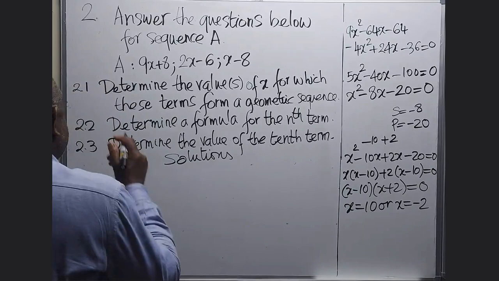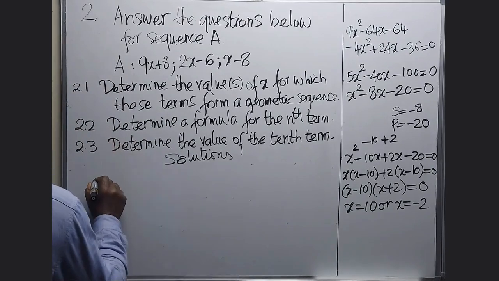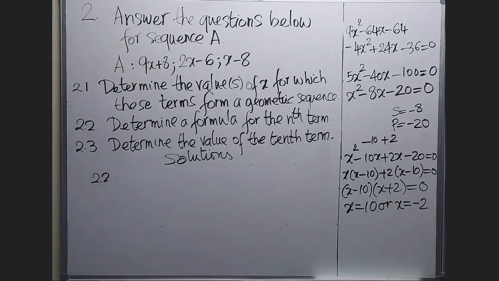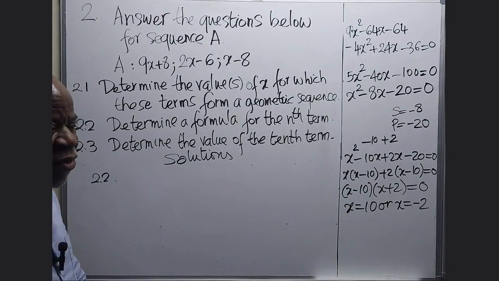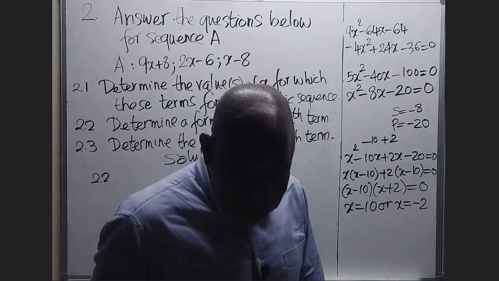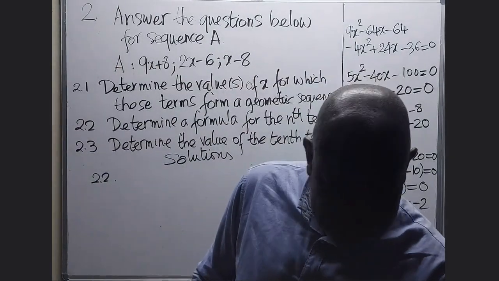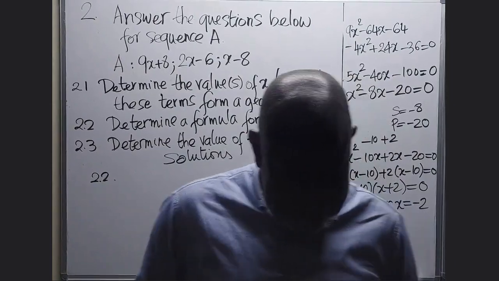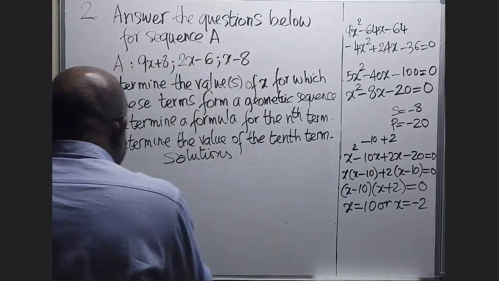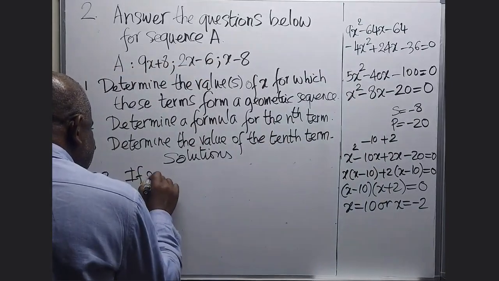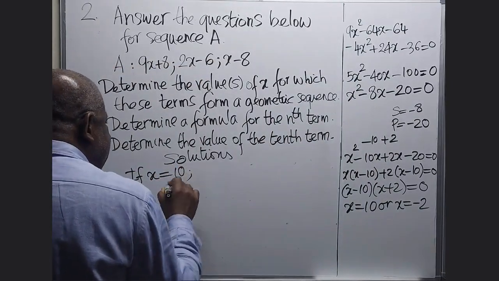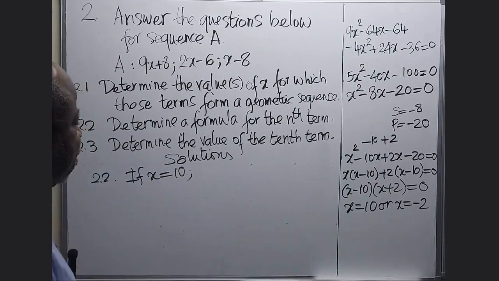We're going to take the next question, 2. Determine a formula for the nth term. As you can see, we have got two values of x. We're first going to consider the first value, that will be 10. If x is equal to 10, let's get our first three terms.